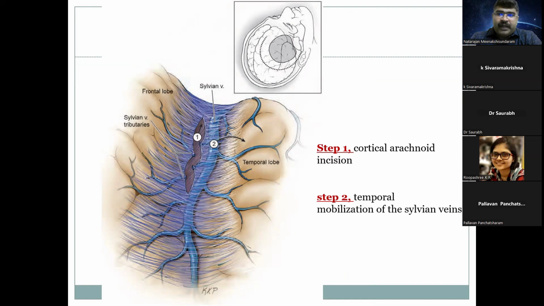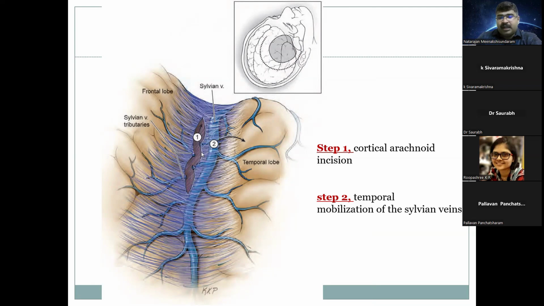So preoperatively, you should try to assess the type of the Sylvian fissure. There are various types of Sylvian fissure, which I will show you in the subsequent slides. You need to assess the anatomy of the Sylvian fissure preoperatively. So the first step is the Sylvian split. You need to make an incision in the cortical arachnoid. So these are the cortical arachnoid incisions.